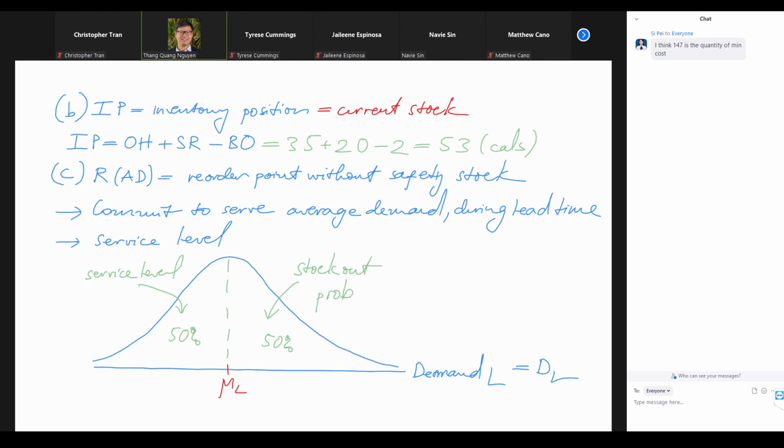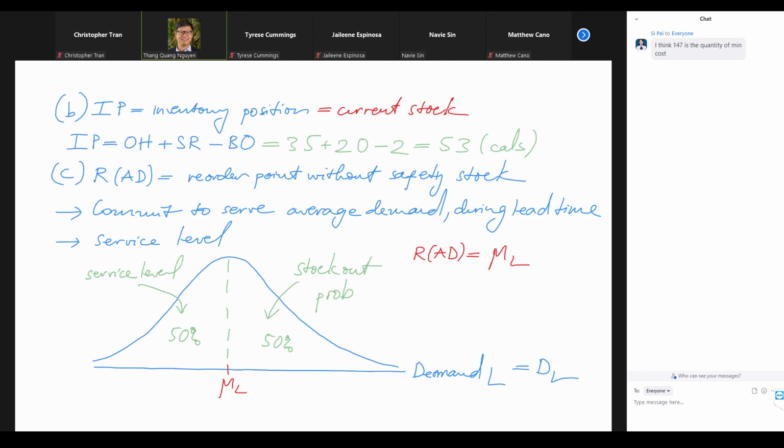Right? So if we only carry up to the average demand, then we have a service level of 50%. We call that quantity the reorder point without safety stock, R_AD, which equals the average demand during the lead time. If we carry that much, we only commit ourselves to the average demand. The letter R just says that it is a reorder point. So the equation looks very simple, right?